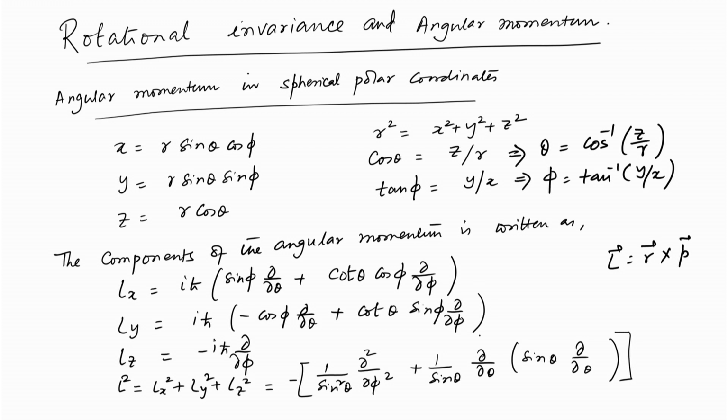Now, these proofs you can easily do yourself, or any book on quantum mechanics which discusses angular momentum will give you these expressions. So, L square, which is the sum of the squares of the components, L x square plus L y square plus L z square, has the form minus 1 over sin square theta del 2 del phi 2 plus 1 by sin theta del theta of sin theta del theta, acting on a function.